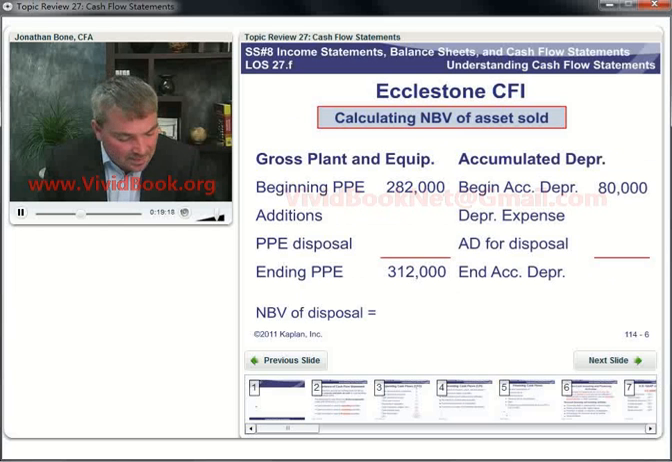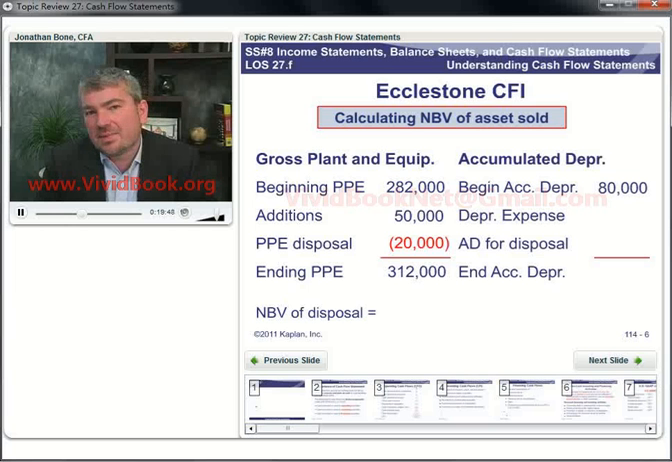Now remember, back on slide 105, we were told that the company had made additions of 50,000. So, for example, if there was no disposal, we would expect the gross value of our ending PP&E to be 332,000. But it's not. It's only 312,000. What must the difference be? Well, it must be the cost, or if you like, the gross value of the PP&E we've disposed of.